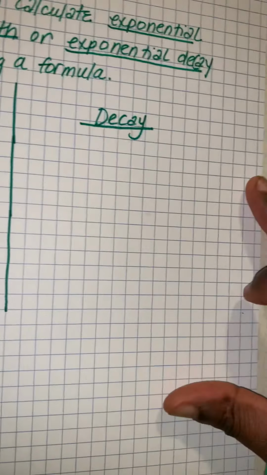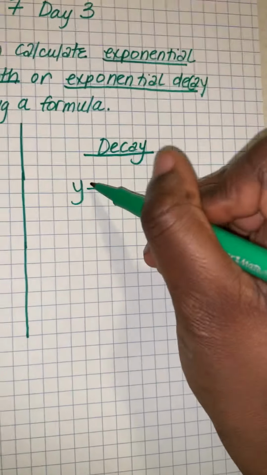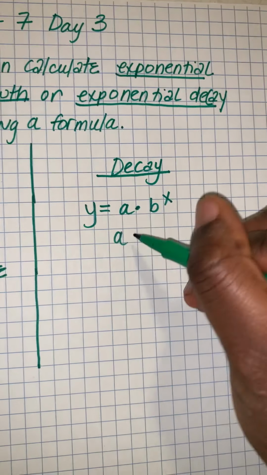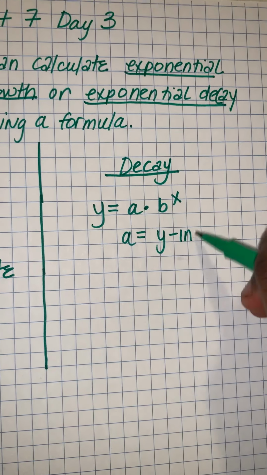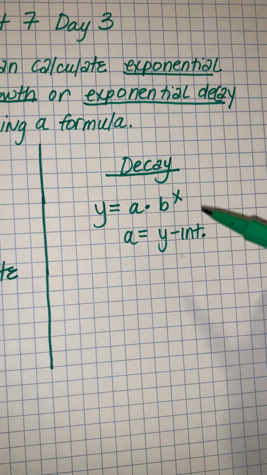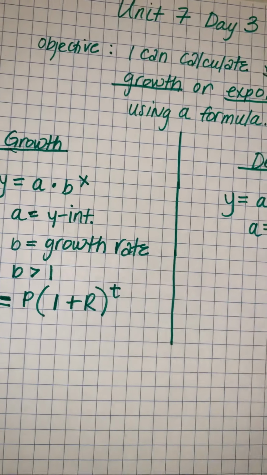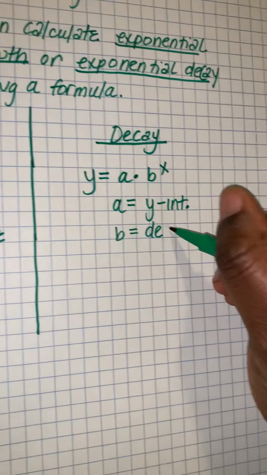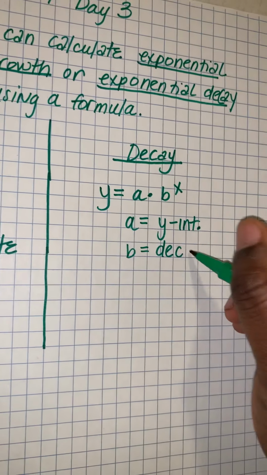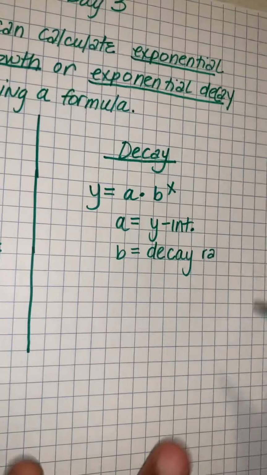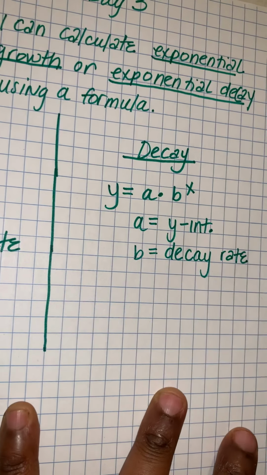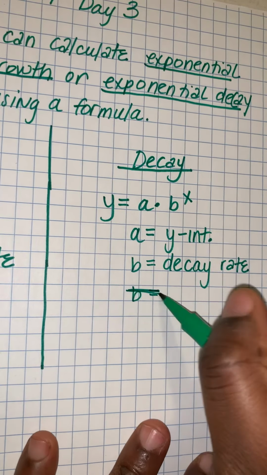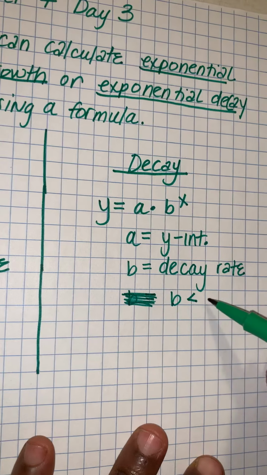Let's talk about decay. Now for decay, again, using the same formula for graphing, the a is still our y-intercept. Our b is no longer growth rate, how it was over here. Our b is now decay rate. Remember I said b is either growth rate or decay rate. So in this case, since we're talking about decay, it's going to be our decay rate. However, this time, our b is now less than 1.